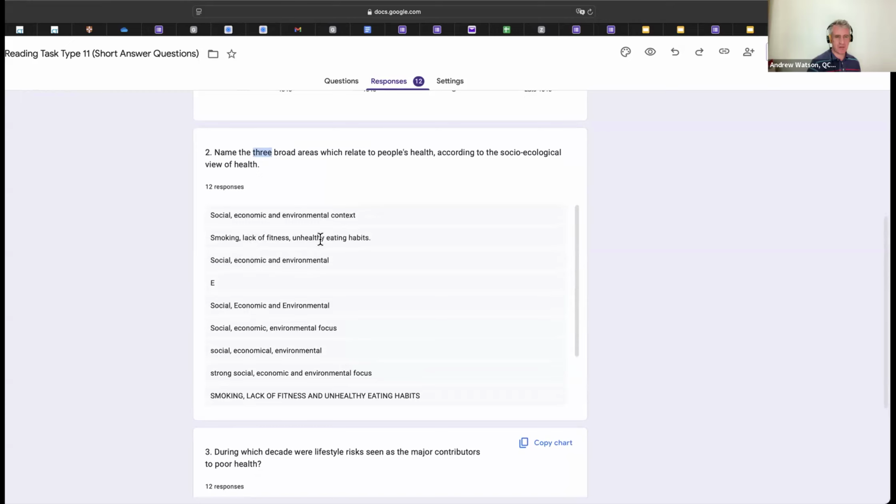Smoking, lack of fitness, and unhealthy eating habits are not considered broad areas. They're too specific. Yeah, notice the keyword: broad.